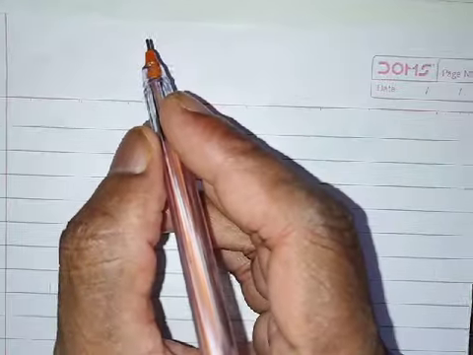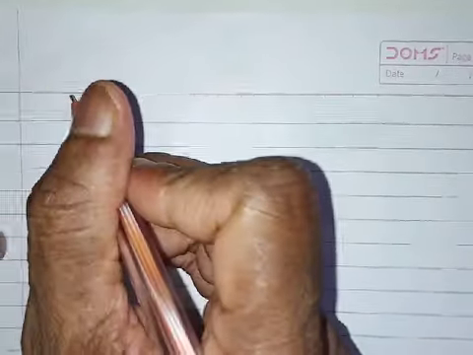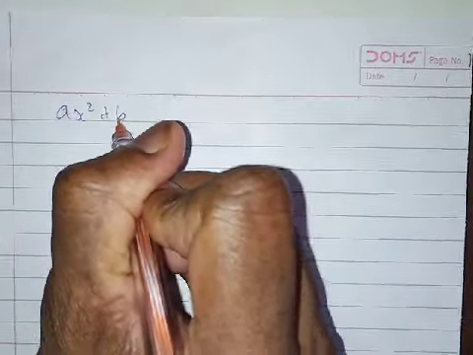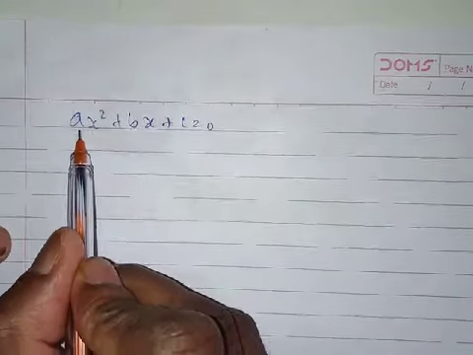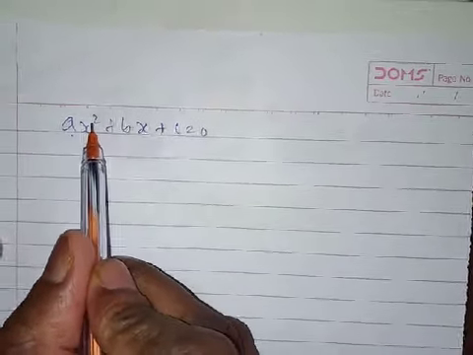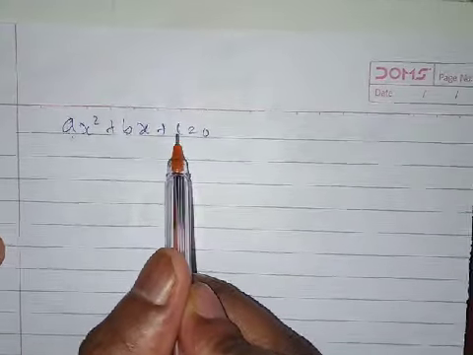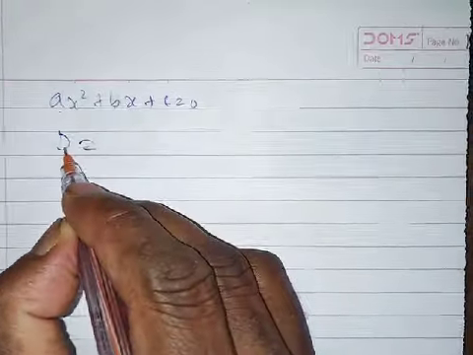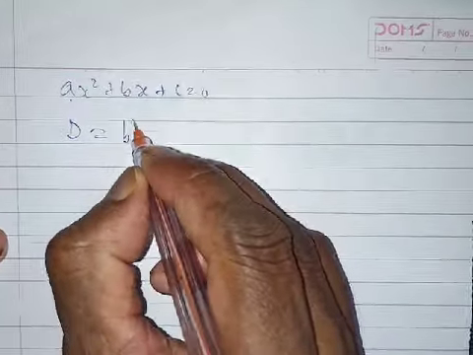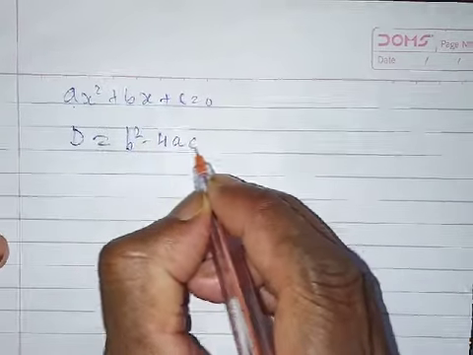Now before starting exercise 4.4, let's start with some basic things. We know what the quadratic equation is. It is ax square plus bx plus c is equal to 0, where a is the coefficient of x square, b is the coefficient of x, and c is the constant. Then first you have to find the determinant D. D is called the determinant. Determinant is equal to b square minus 4ac.